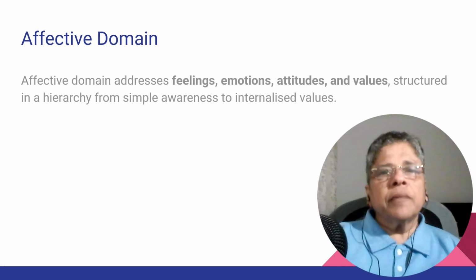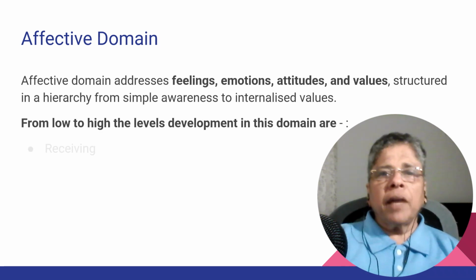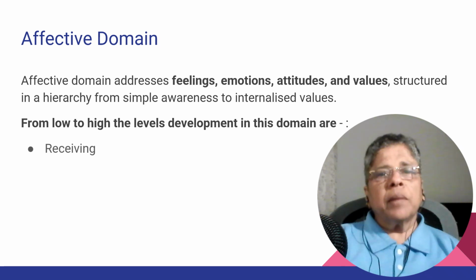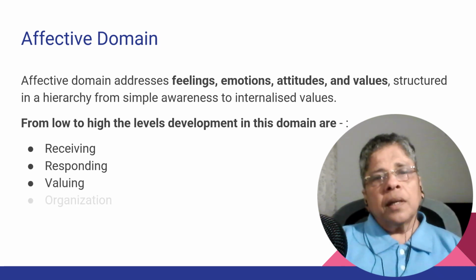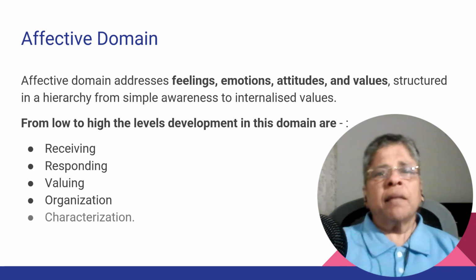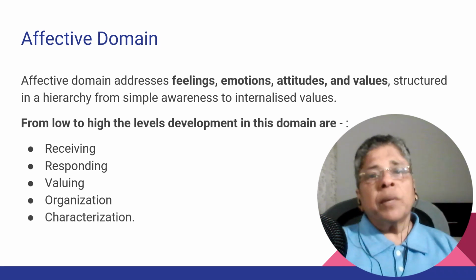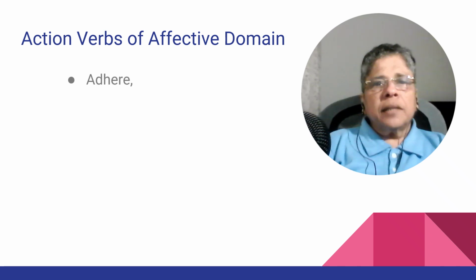So what is the affective domain about? It's about the emotions, the feelings, the attitudes and the values that a student learns from his educational program. So how do we level it? Receiving, responding, organizing, valuing, characterizing are all different levels of the affective domain's development. And now let's look at what are the words that typically are used. These are the different action verbs identified for the different levels of the affective domain.